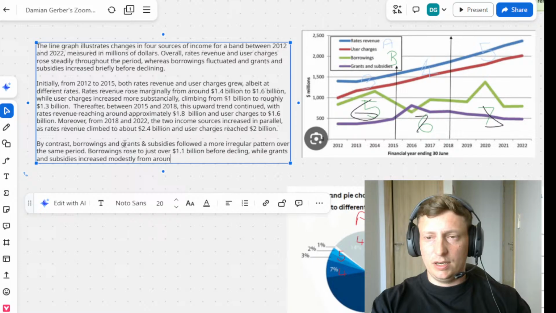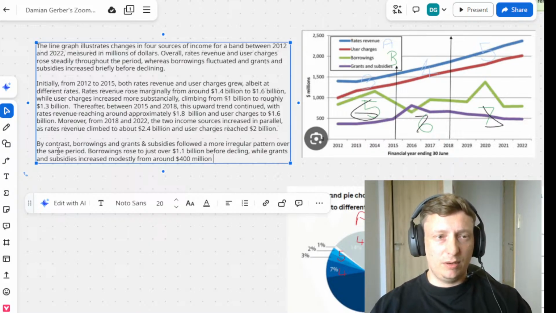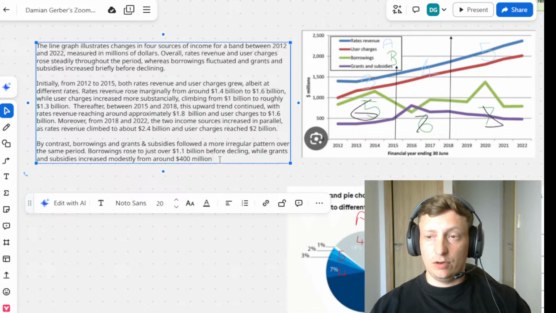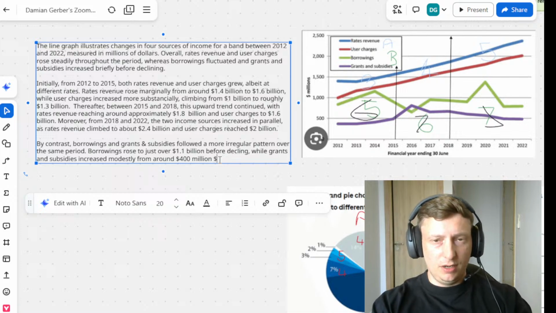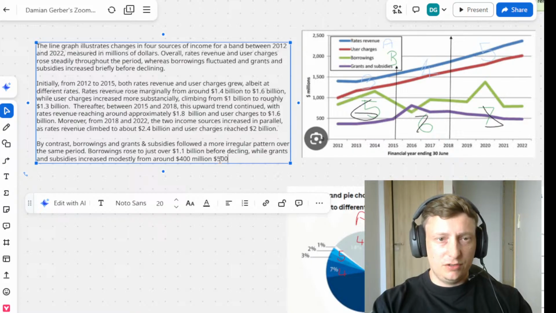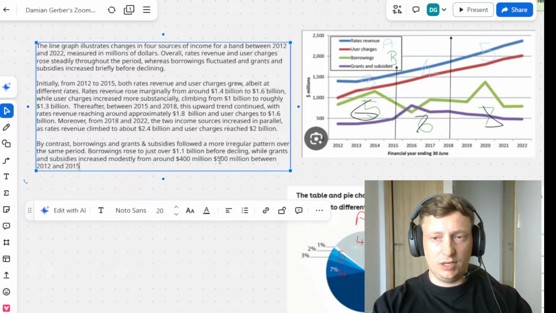from around 400 million. And remember, we've put the same time period here. So we know we're from 2012 to 2015, but we probably want to state that clearly, so it's obvious for the examiner which time period we mean. And this ended at 500 million between 2012 and 2015.